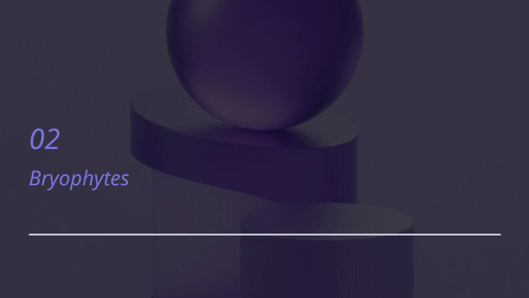They help retain moisture, prevent soil erosion, and even contribute to soil formation. Also, they're quite unique because they rely on water for reproduction. Their sperm need to swim through water to reach the eggs. So, understanding bryophytes helps us appreciate how plants have adapted to different environments and how they fit into the larger picture of plant evolution.